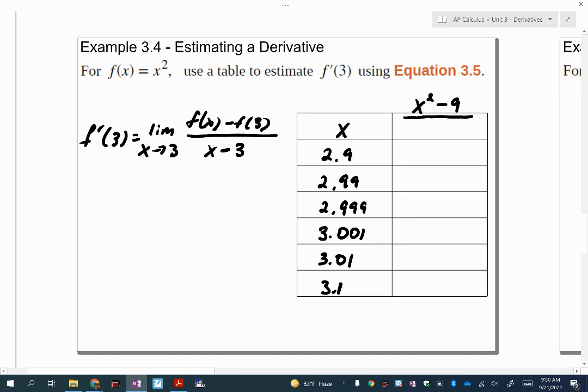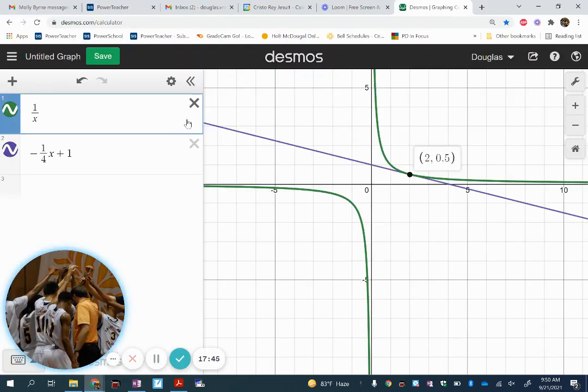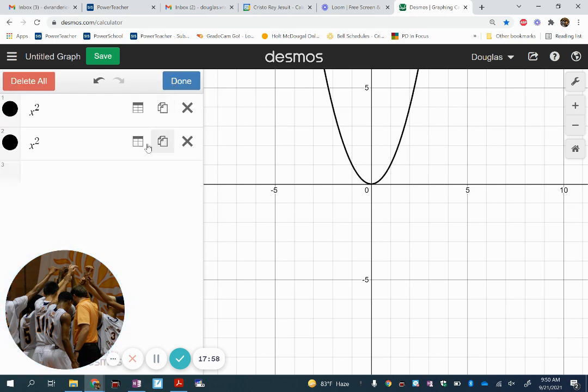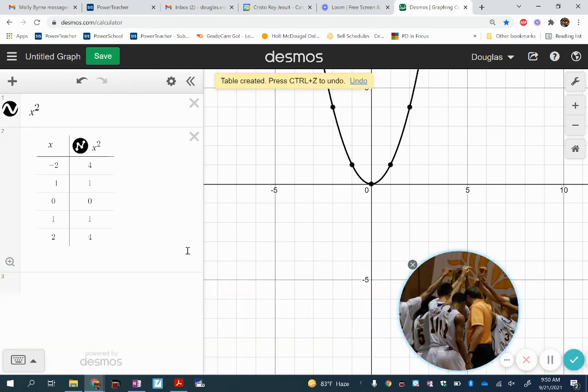Now, if you wanted to, you could factor, since they do have common factors, but I want to show you that you don't need to. We're not plugging in the value that's going to be an issue. So I'm just going to leave it as x squared minus 9 over x minus 3. Let's plug that in and make a table. Oh, no, I don't want to do that. Sorry. Let me do x squared and then make a table.